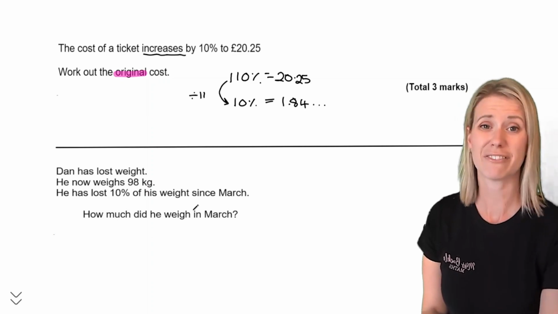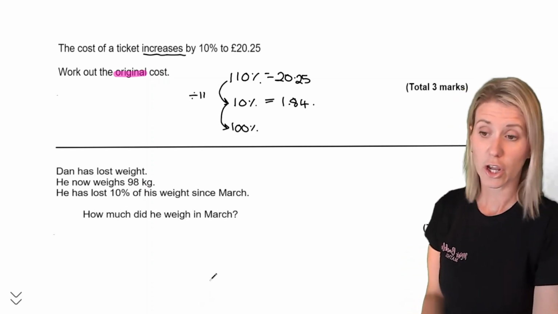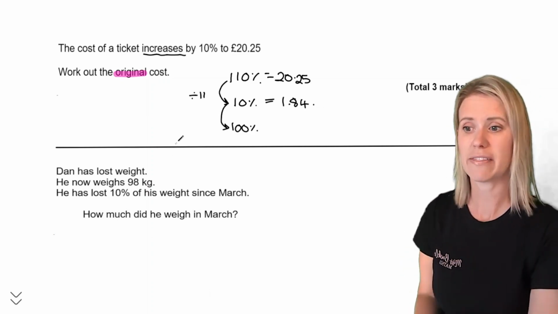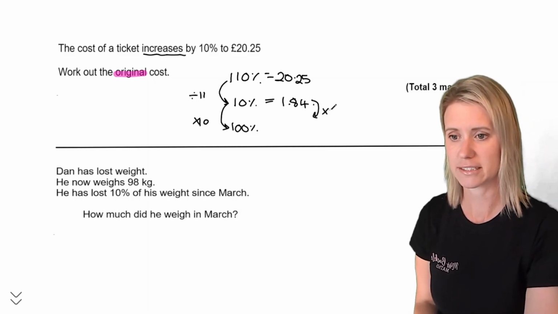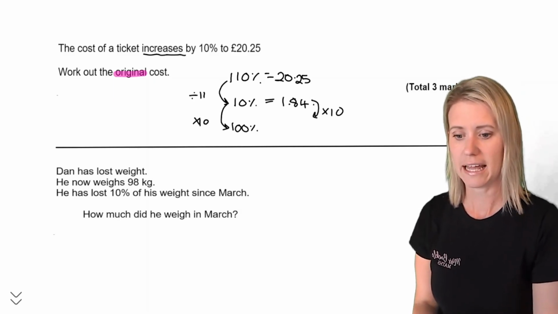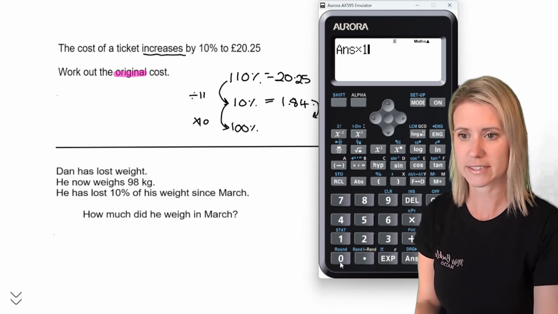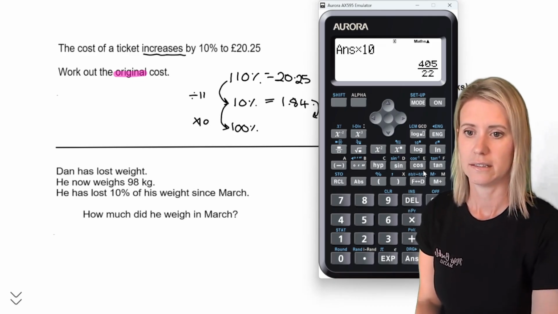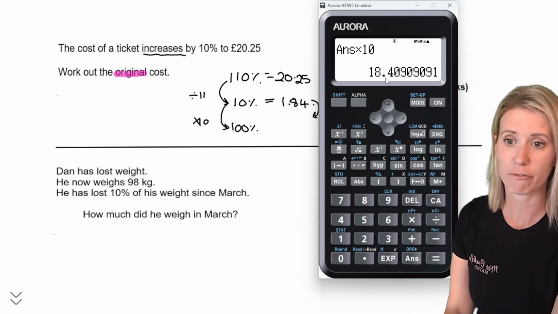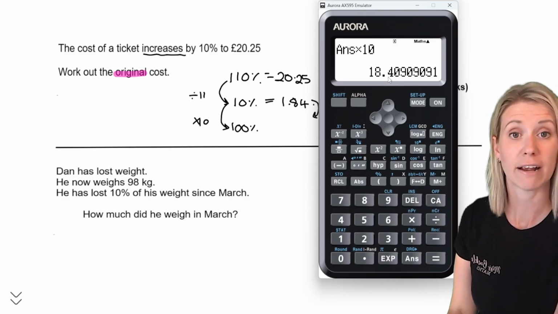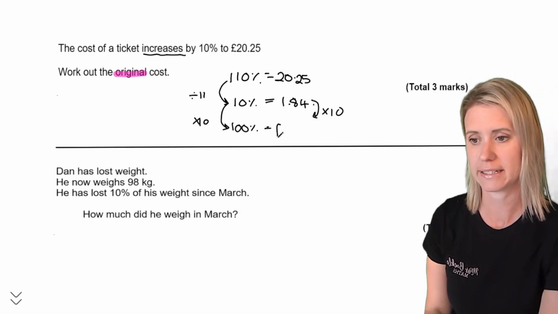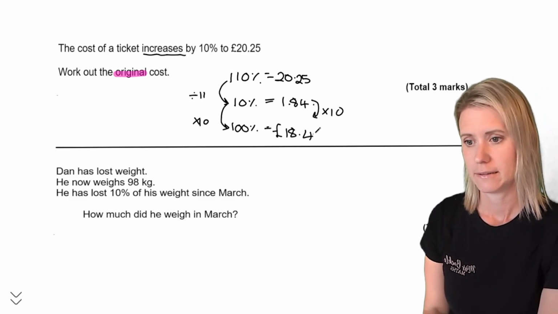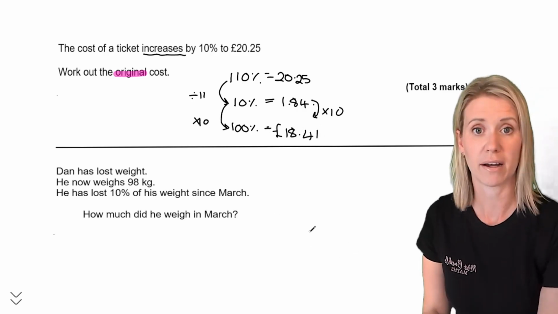Now, we haven't finished our answer, so we don't round. To go from 10% back to the 100%, the original number, we now need to times it by 10 and do the same to the answer, times it by 10. And the answer we end up with is £18.41, rounding it to 2 decimal places because it's money. £18.41. And that's how we get the 3 marks for that question.